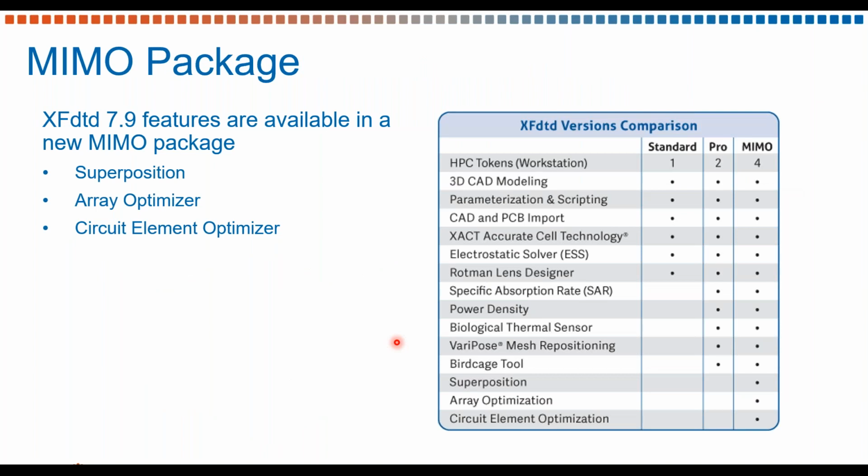With all these new features introduced, we have now renamed our naming conventions and also changed our versions. So we now have XFdtd coming in 3 different versions: Standard, Pro, and MIMO. All of the features related to the MIMO package, the superposition, array optimizer, and the circuit element optimizer are now clubbed into the MIMO package, and users who would want to use these new features would now want to register for the MIMO package.